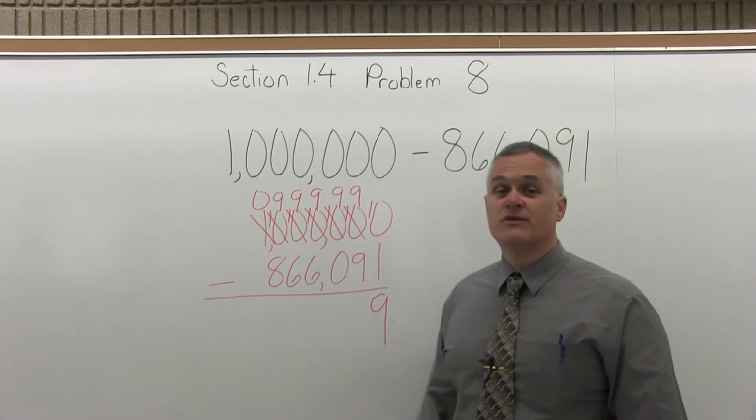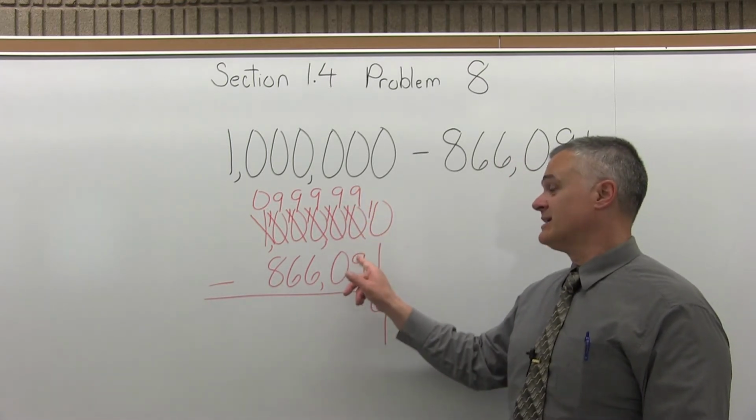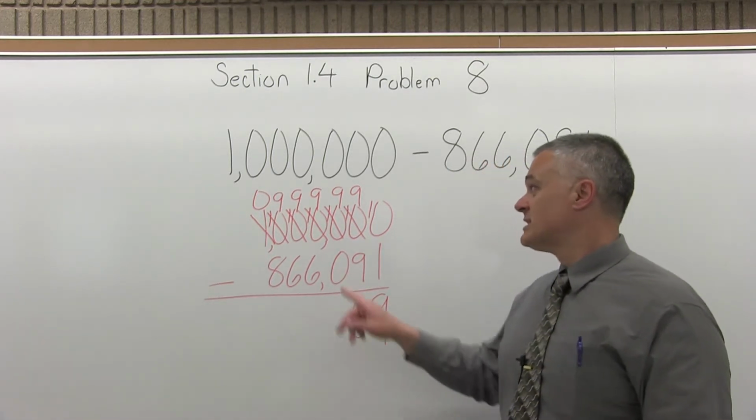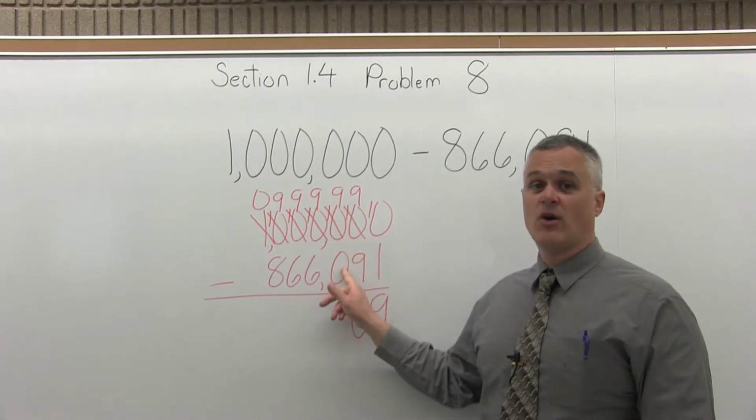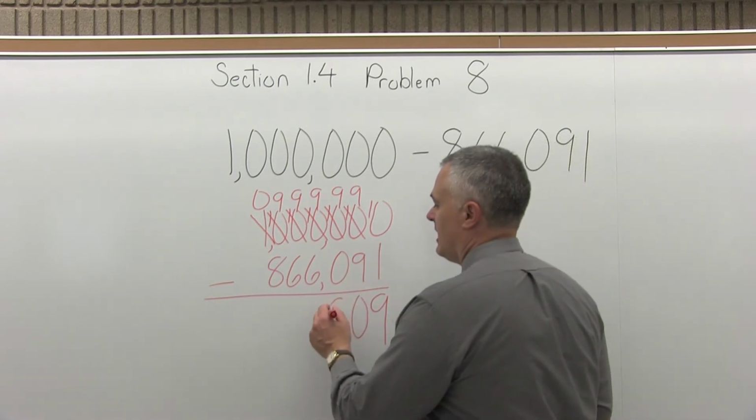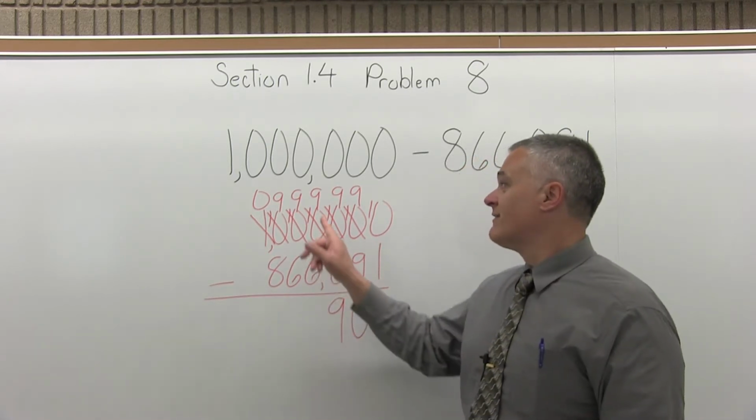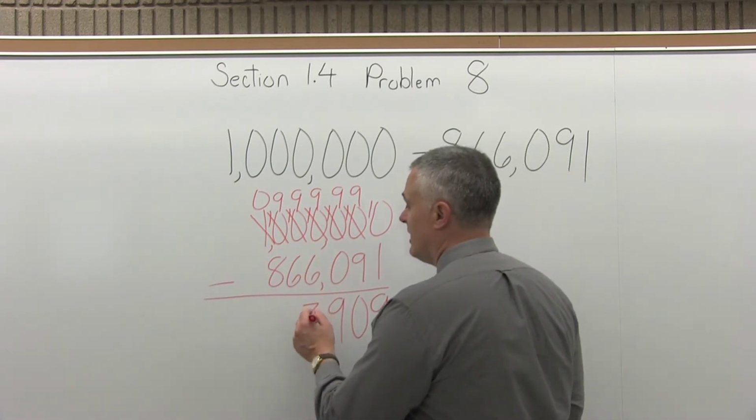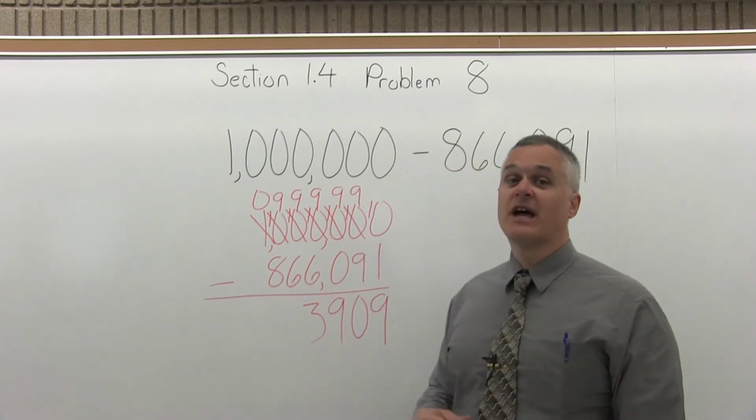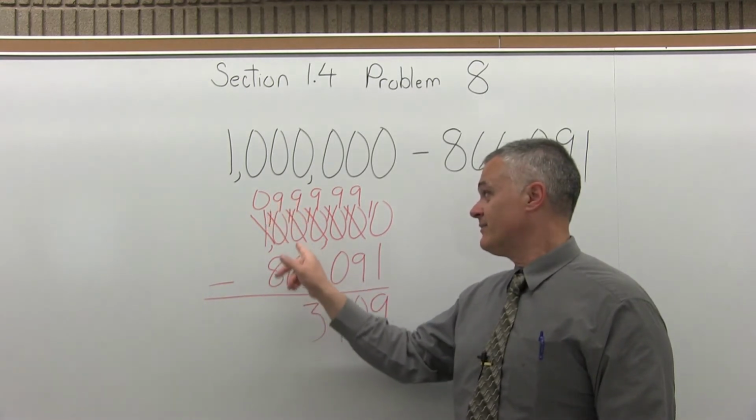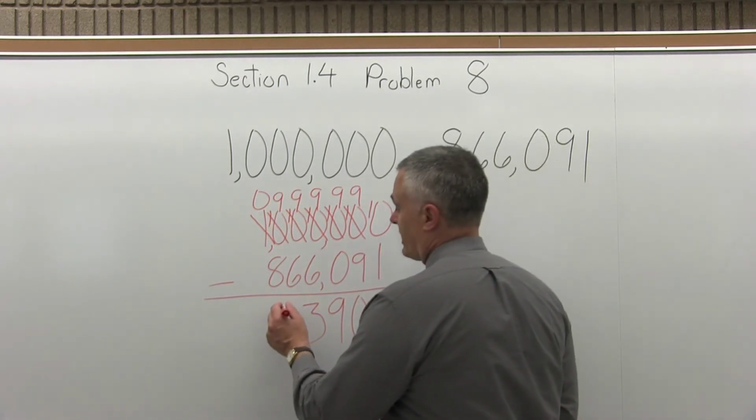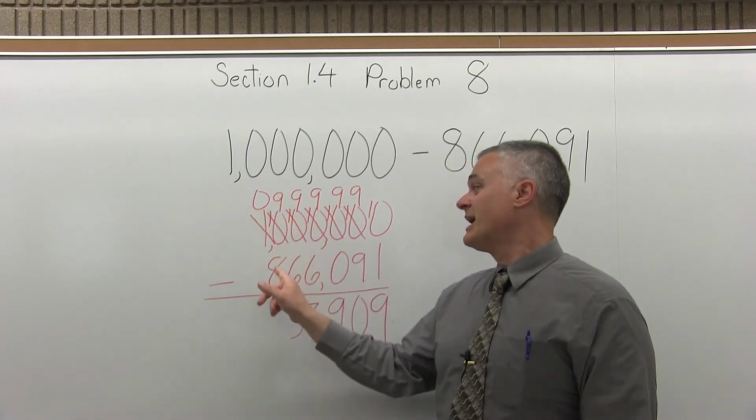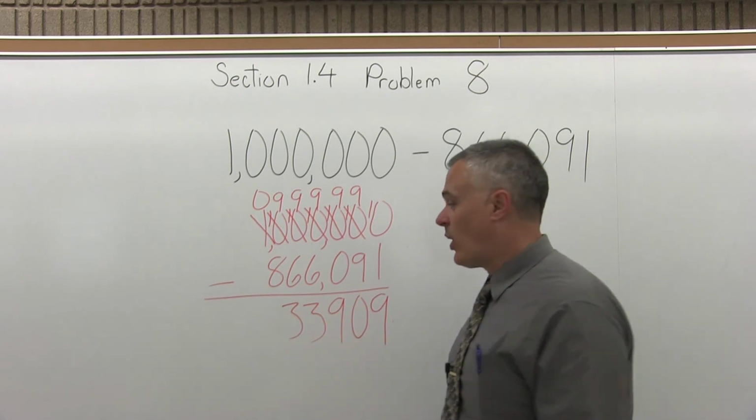Now the next column of digits to the left, I have 9 minus 9, which is 0. The next column of digits to the left, I have 9 minus 0, which is 9. The next column of digits to the left, I have 9 minus 6, which is 3. The next column of digits to the left, I have 9 minus 6 again, which is, again, 3. The next column of digits to the left, I have 9 minus 8, which is 1.